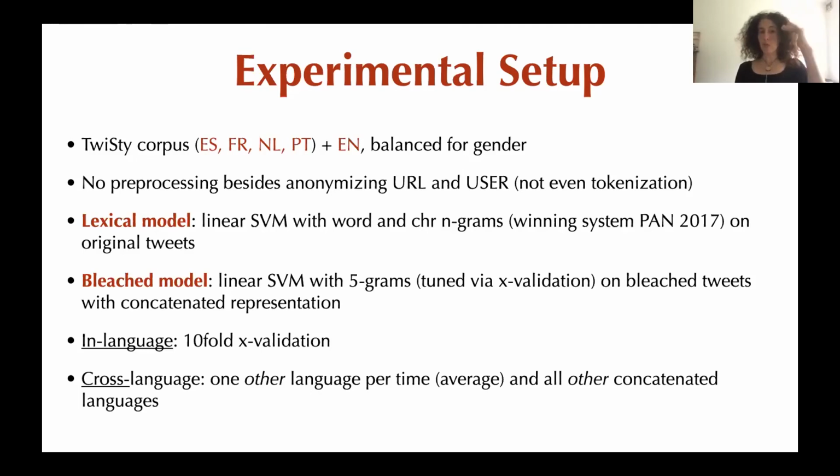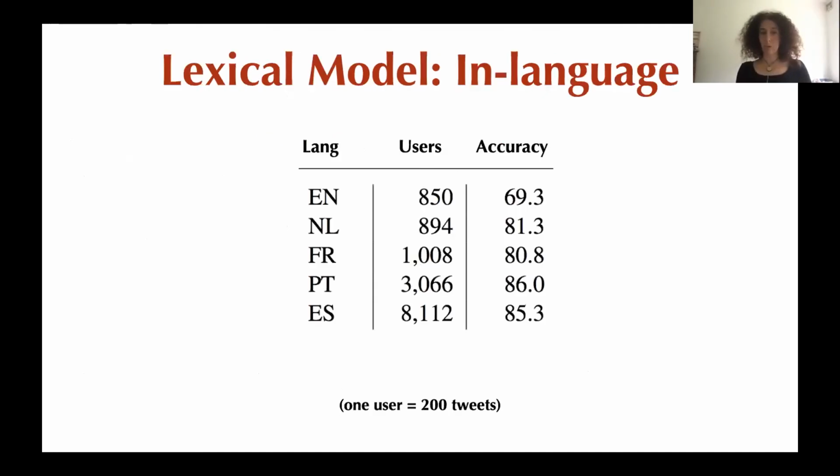So the first model is like the one that I described before, which takes lexical information, and the bleached model takes these different representations. What we do in language is 10-fold cross-validation, and when we do it cross-language, we do either one language at a time and average, or we train on all of the other concatenated languages.